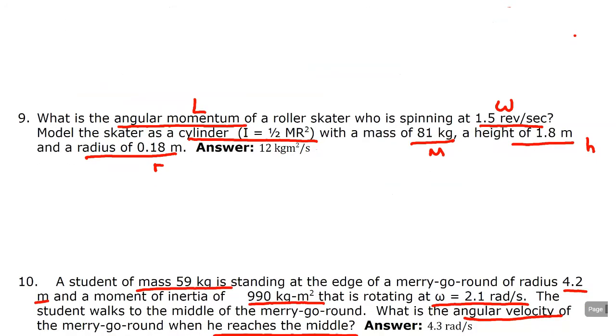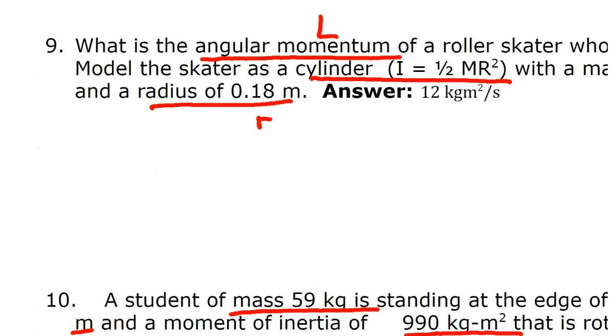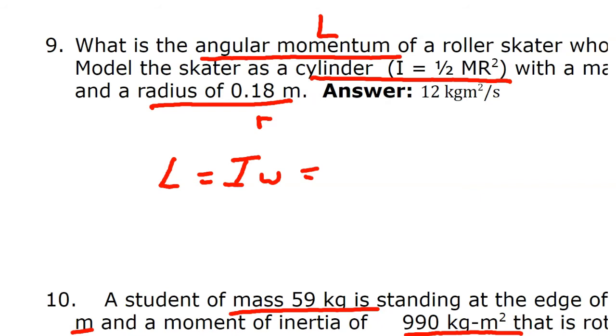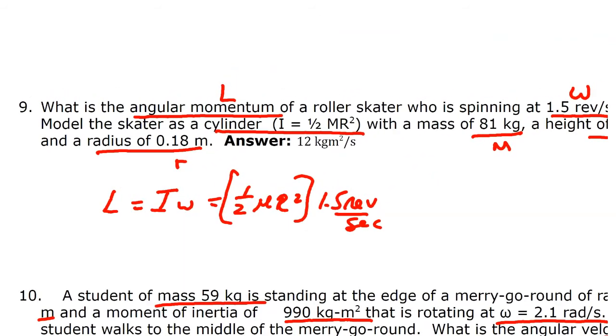Let's do this one. I'll be a roller skater. She's spinning at 1.5 revolutions per second. Model her after a cylinder with a mass of 0.85 and a height of 1.8 and a radius of 0.18. What are we looking for here? What is the angular momentum? So this is a plug-in. Angular momentum, which is L, is I times w. And she's supposed to be modeled after this equation for the moment of inertia. And her w is 1.5 revolutions per second. Of course, that's an issue.